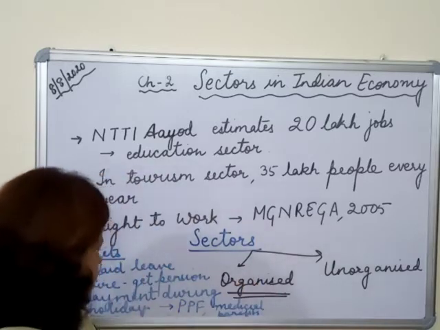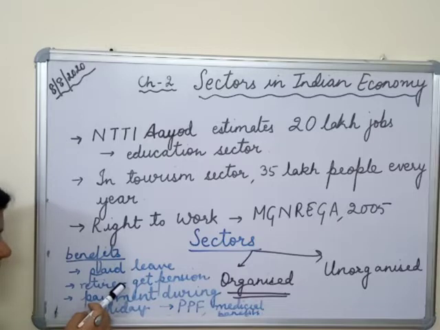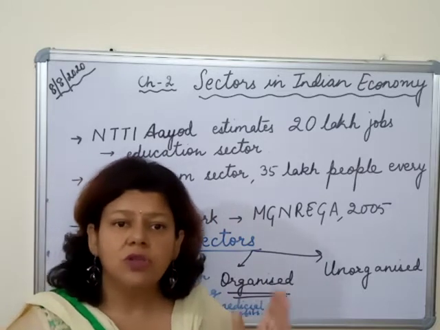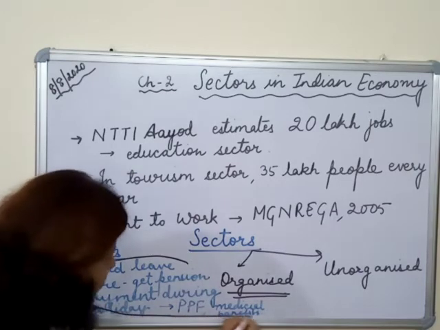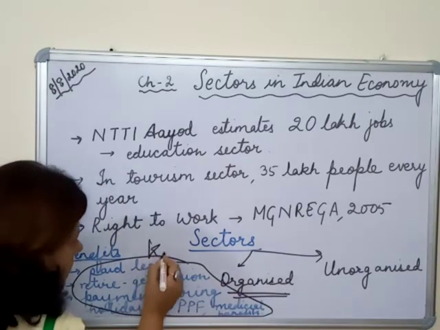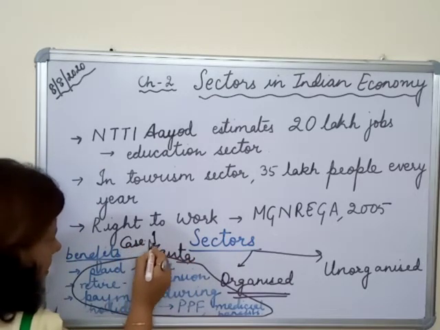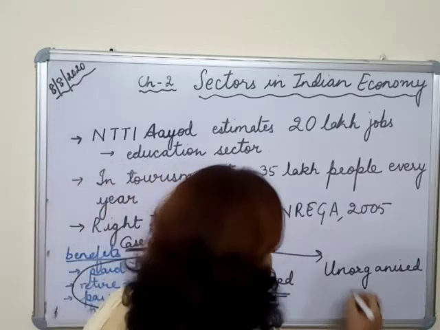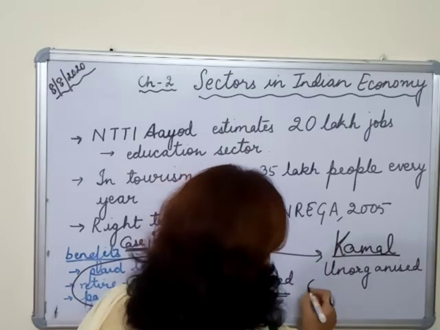So these are the benefits she is getting: paid leave, retirement benefits, pensions, payment during holidays, PPF, medical facilities, plus the working timings are also limited. This is the case we are discussing of Kanta, the first case. That means she is in the organized sector. Second case, where we have seen Kamal, who is Kanta's neighbor.